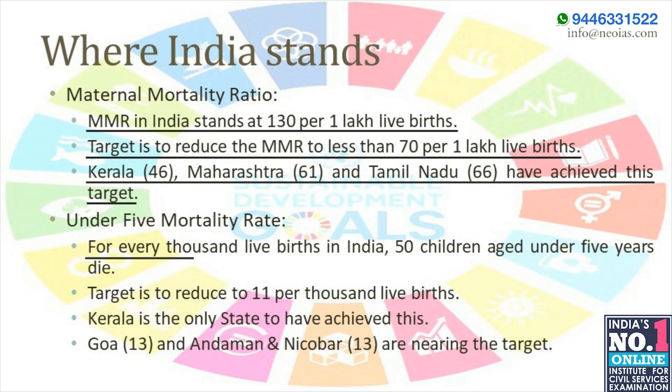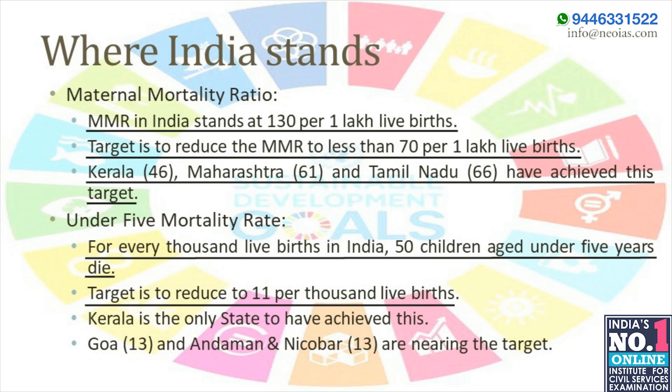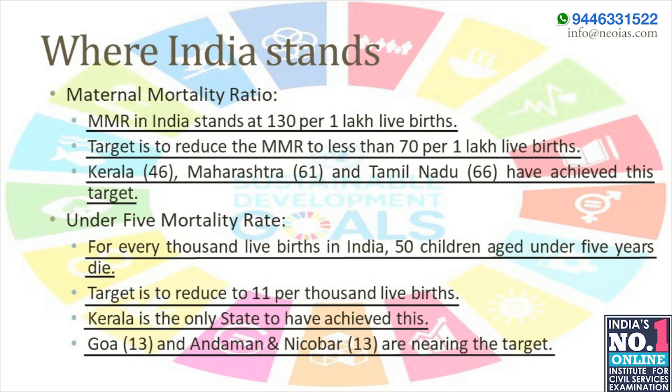Then we are going to look at the under 5 mortality rate. For every 1000 live births in India, 50 children aged under 5 years die. The national target is to bring this rate down to 11 per 1000 live births. Kerala is the only state to achieve this target. Goa among the states and Andaman Nicobar Islands among UTs are nearing the target, with under 5 mortality rates nearing 17 per 1000 live births each.